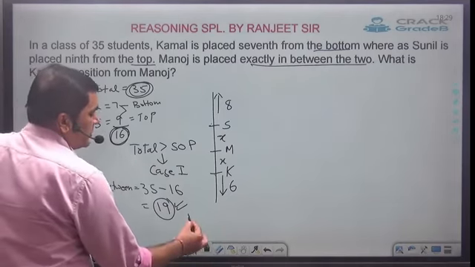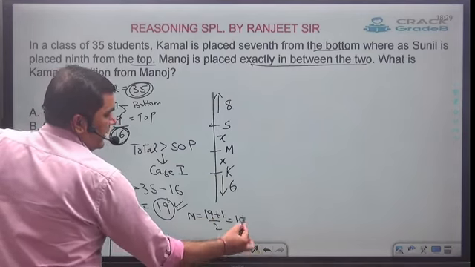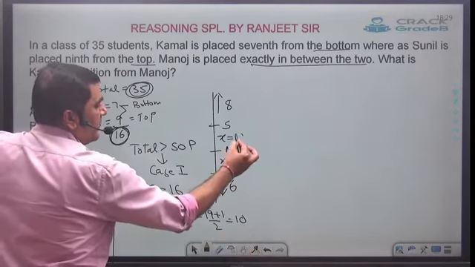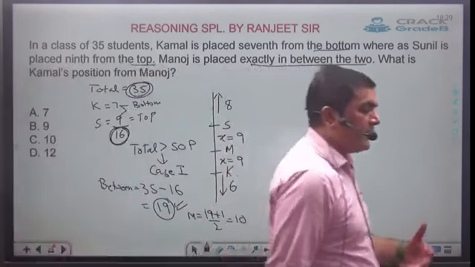So what should be the position of Manoj? Manoj will be (19 plus 1) by 2, which comes out to be 10. So if Manoj is 10, then this must be 9 and this must be 9. Clear? So everything we have calculated.